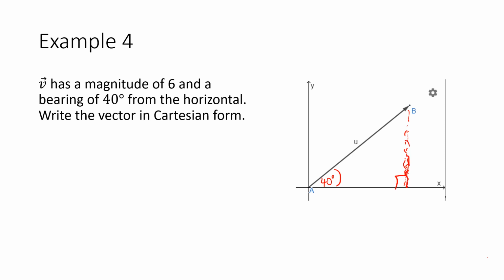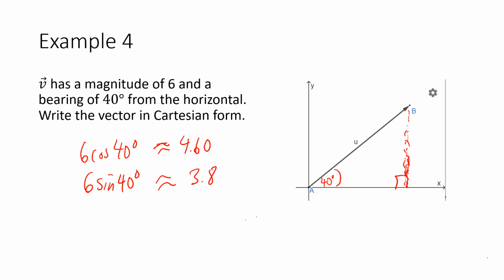Okay, so we can use sine and cosine to determine the change in x and the change in y. Cosine for the horizontal component, right? So that'll give us the change in x. So 6 cosine 40 is approximately equal to 4.60. 6 sine 40 will give us the vertical component. That's 3.86. So we can express this vector as 4.6 and 3.86.